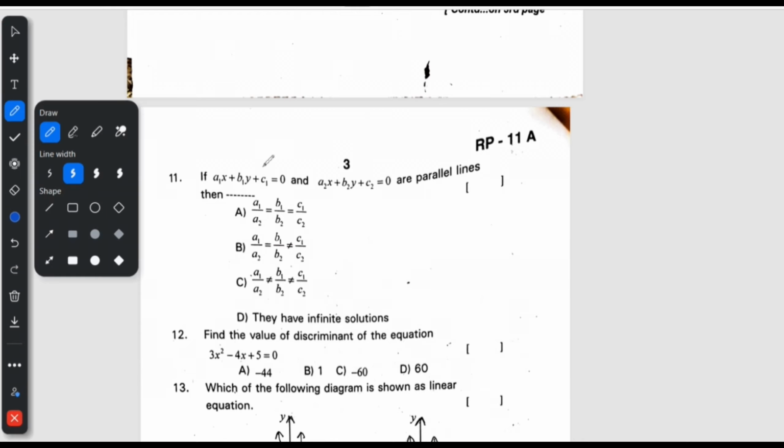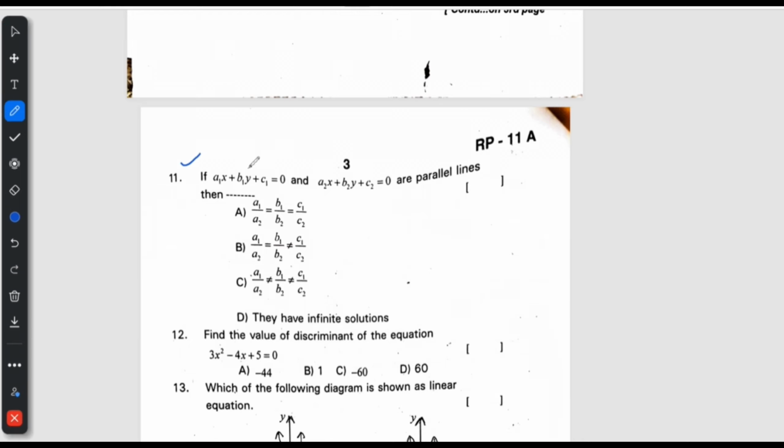If a1x plus b1y plus c1 equals 0 and a2x plus b2y plus c2 equals 0 are parallel lines.